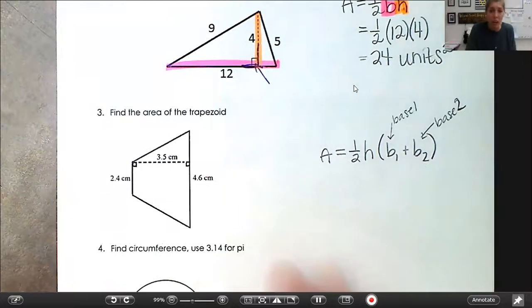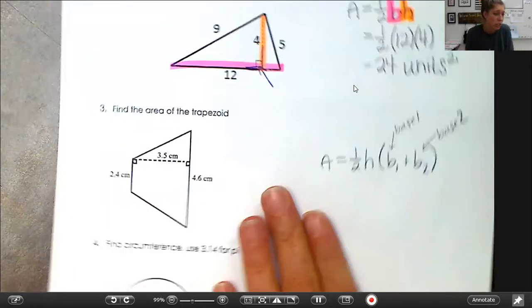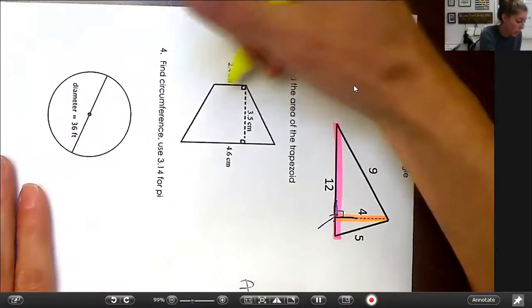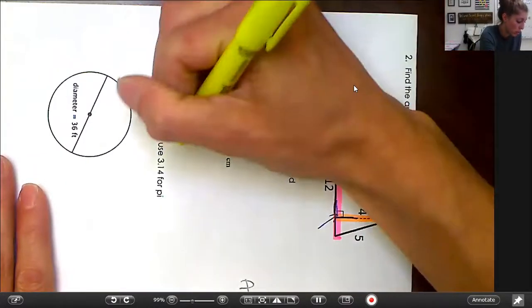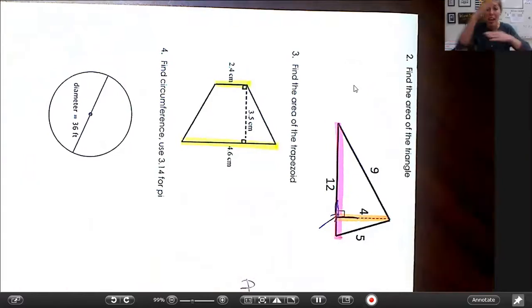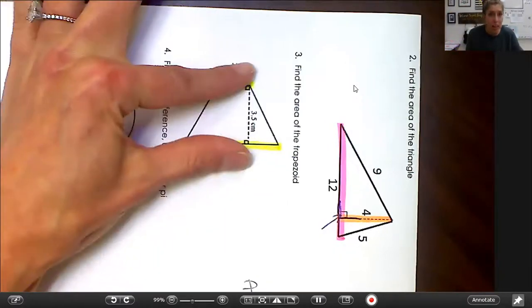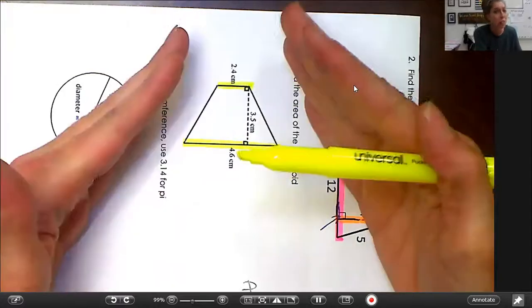There we go. And now really base 1 and base 2, I'm going to turn the trapezoid so you can see it, is referring to these two lines, the parallel. Remember, that's what makes this shape a trapezoid. One set of parallel lines, and then the other two are not parallel to each other.